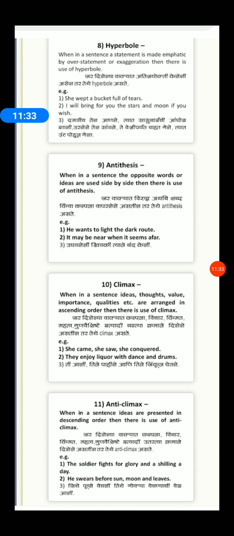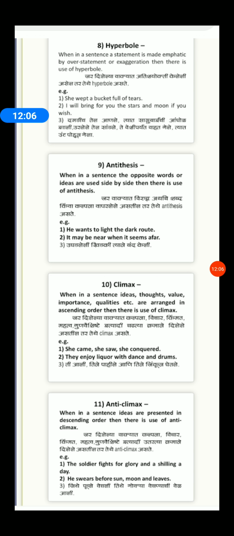Here in that sentence, light and dark, these opposite things are used in one sentence, so there is the antithesis figure of speech. It may be near when it seems afar. Near and afar, these opposite words are used in one sentence, so there is the antithesis figure of speech. उघडलेली खिडकी त्याने बंद केली. Here are उघडलेली आणि बंद केली. These words are used in one sentence, so there is the antithesis figure of speech.